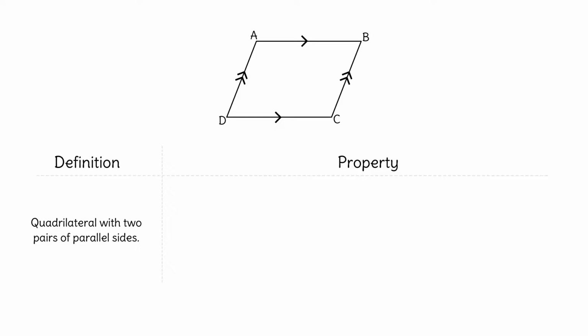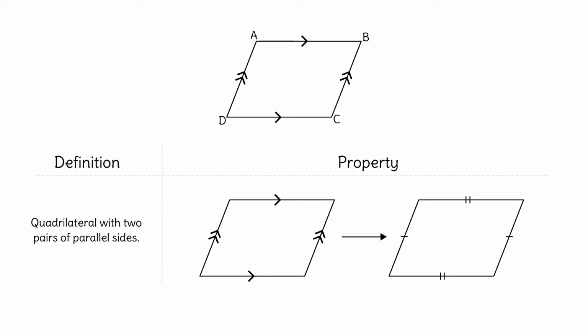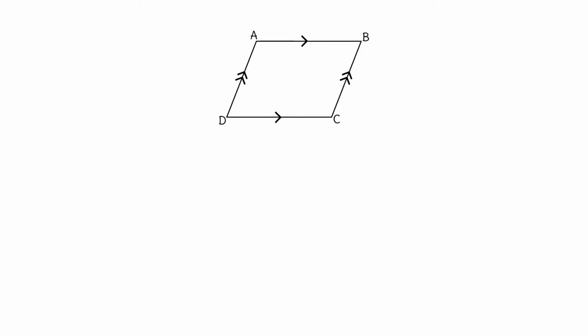For example, a possible property of a parallelogram is that opposite sides are congruent. But we don't know this property is actually true until we prove it. Let's try to prove that, given a parallelogram, the opposite sides are congruent. Let's begin by stating the obvious.